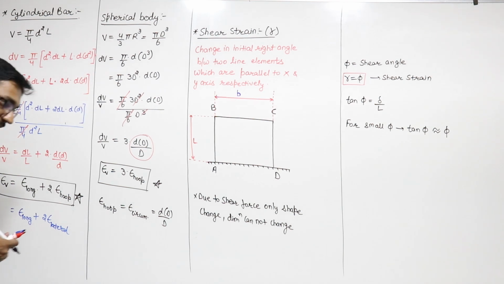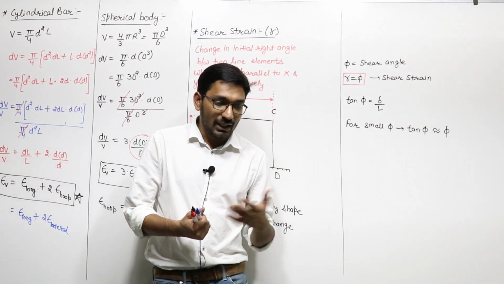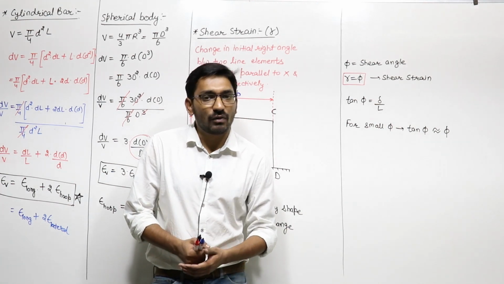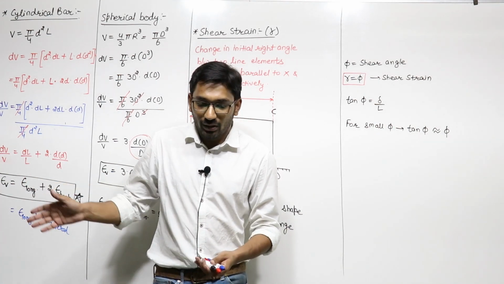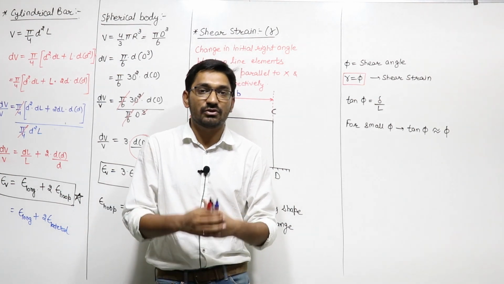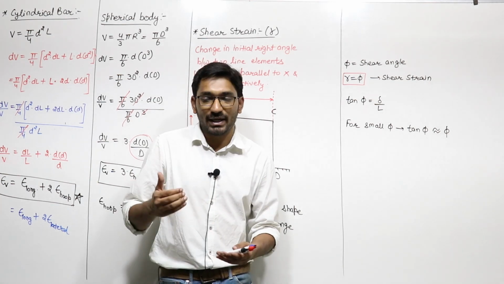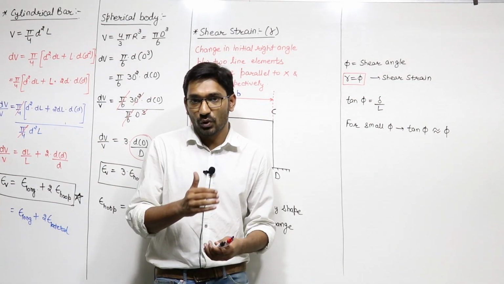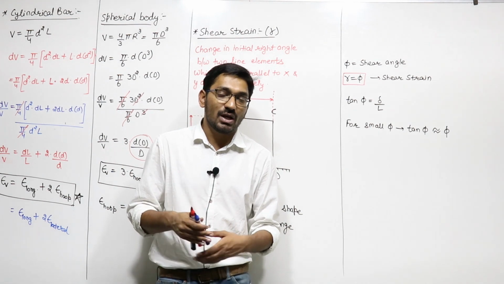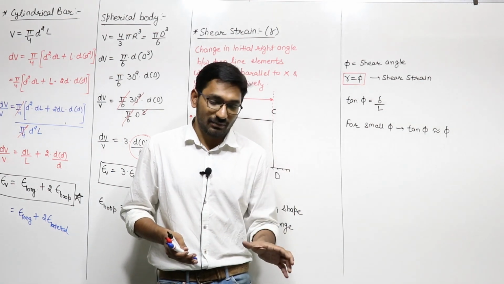So we will complete that normal strain. There are two types, lateral and longitudinal, and volumetric strain. Now the third type, or the second type of strain, is your shear strain. The shear strain is because of a shear force. If on any body you apply a shear force, and because of that shear force some strain is developed, that strain is known as the shear strain.